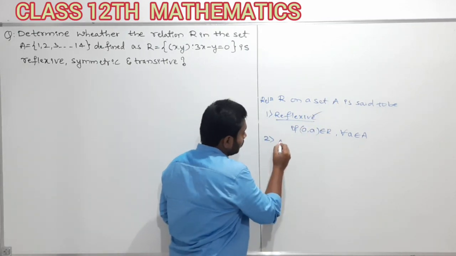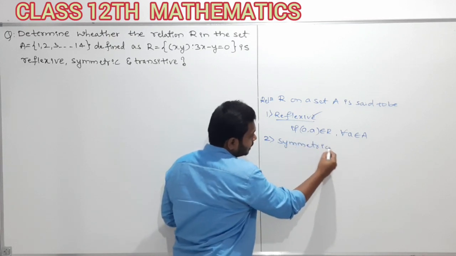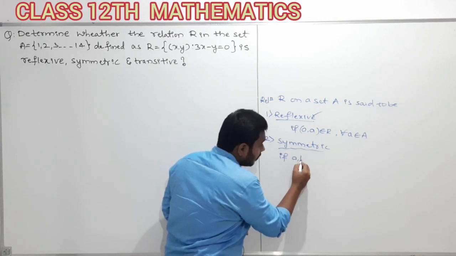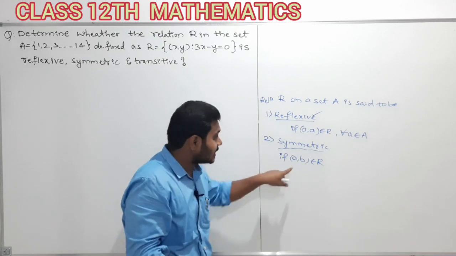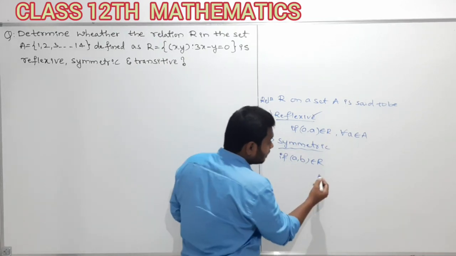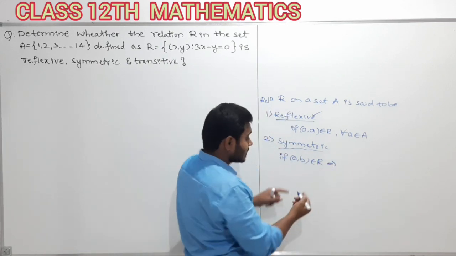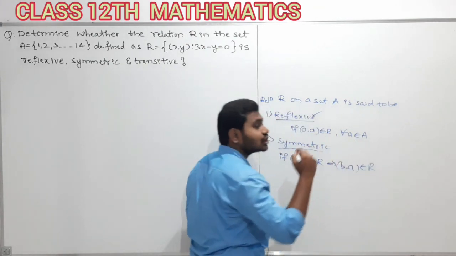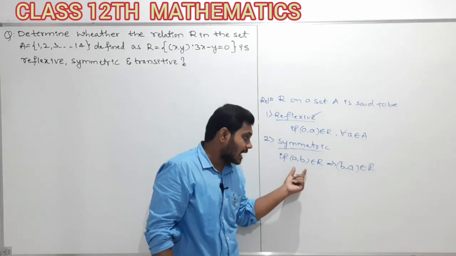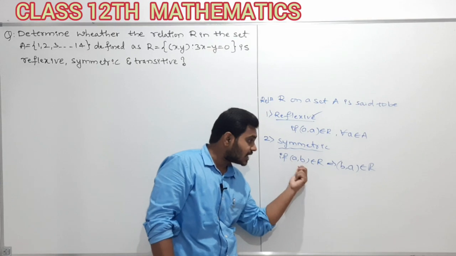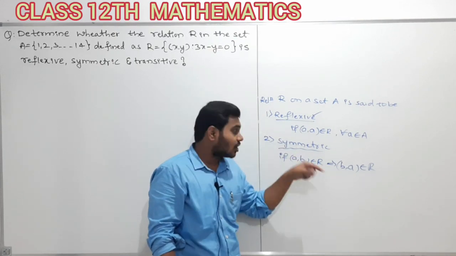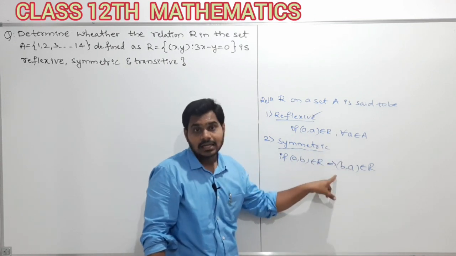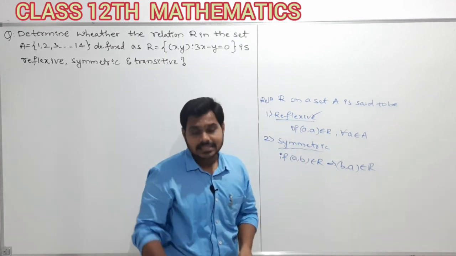Then we can call such a relation a reflexive relation, my dear students. And next, second one, what is meant by symmetric? A relation R on a set A is said to be symmetric if (a, b) belongs to R implies that (b, a) belongs to R. If any ordered pair is there in the relation R, then if you interchange the elements of the ordered pair, the ordered pair you get after changing must also be there in the relation R.